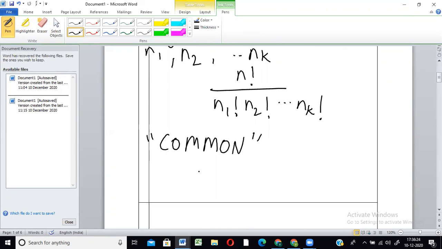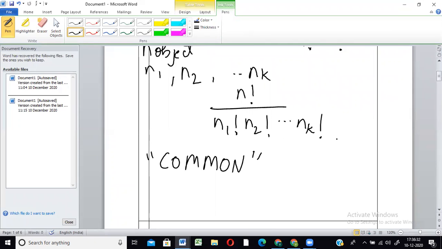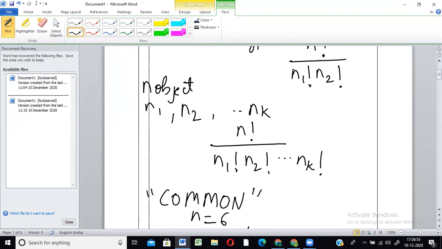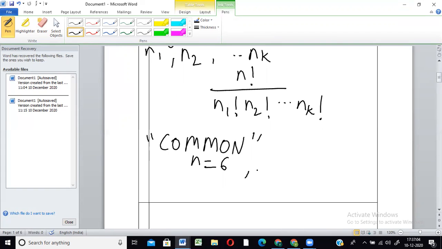How will this be done? As I said, n is the total number of objects, and the formula is n factorial upon n1 factorial into n2 factorial. Here the objects are the letters: 1, 2, 3, 4, 5, 6. So n is equal to 6. N1 and N2 are those objects which are of one type. O is repeating twice and M is repeating twice. C and N are not repeating, so we are not concerned about them.